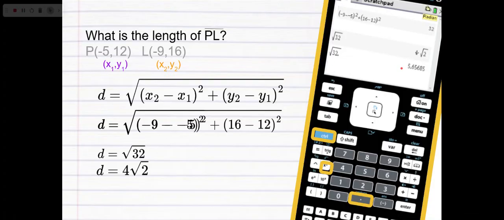And then to get me the approximate, you're going to type in the square root of 32 or 4 square root of 2, and then put a little decimal there. Hit the little decimal button, and it'll convert it to a decimal for you. And just round to 2 decimal places, 5.66. Okay. Let's do one more example. One more example. And then I think we'll be done for the day.